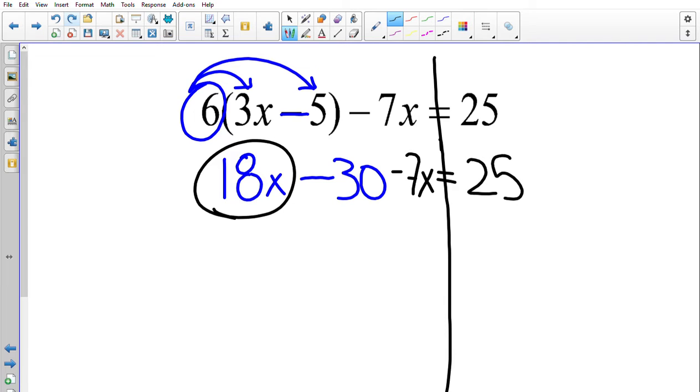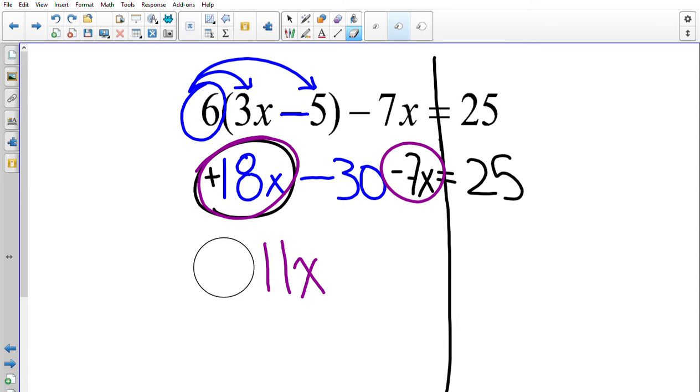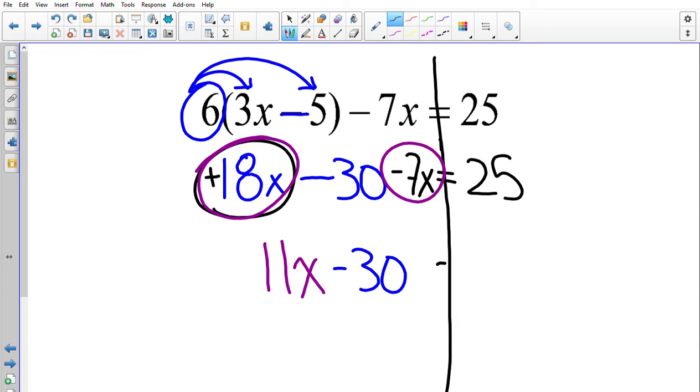We're still simplifying. So I'm going to combine my positive 18x, negative 7x. The signs are opposite, so I'm going to subtract. When I subtract, I get 11x's, and then I keep the sign that's farther from 0. Notice the 18 is farther from 0, so this would be a positive 11x. You don't need to write down the plus sign. Just know that it is a positive 11x. The minus 30 then will come down, equals still a 25.